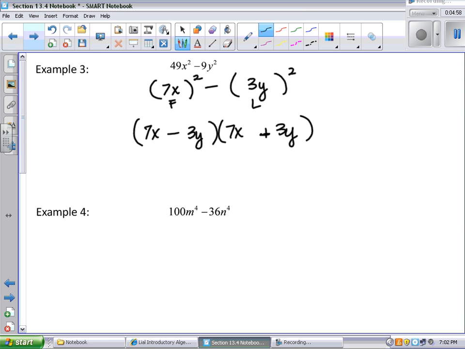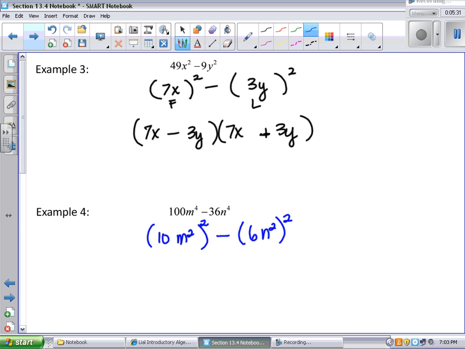We're going to do the same thing. 100m to the fourth minus 36n to the 4th. 100 is 10 squared. And m squared squared, remember, power to a power, we multiply, so m squared squared gives me m to the 4th. 36 is a perfect square. 6 squared is 36. And n squared squared is n to the 4th.